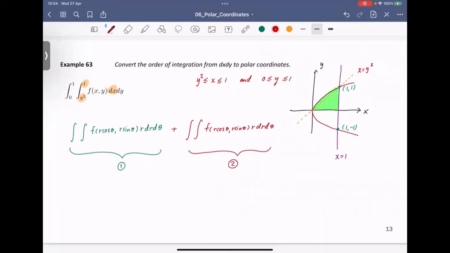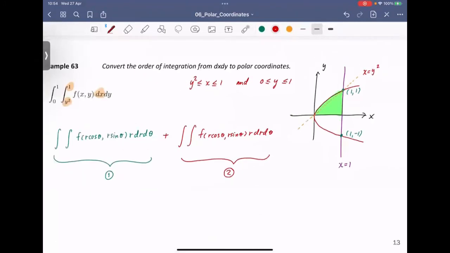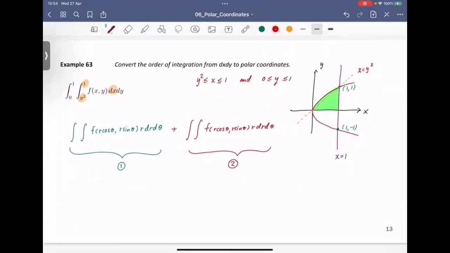This is because, as I told you, the parabola is not easy. If you want to do polar coordinates, it works with circles, but for a parabola it is not easy. So you have to split the region. The parabola is one thing that is not compatible with polar coordinates; it's a little bit hard to work with in polar coordinates. So let's start from number one here.